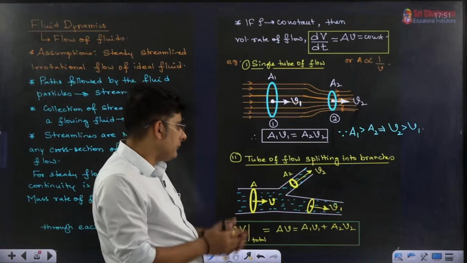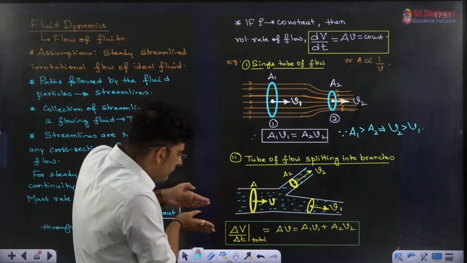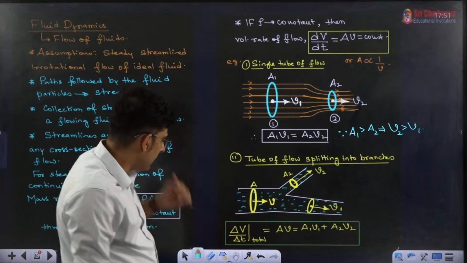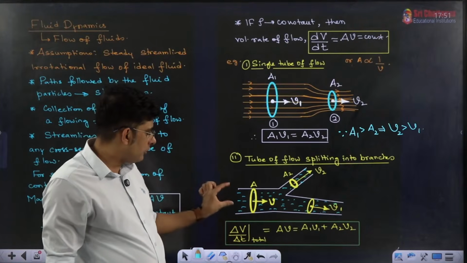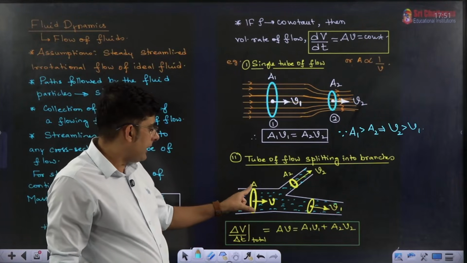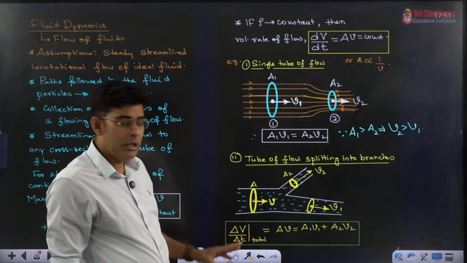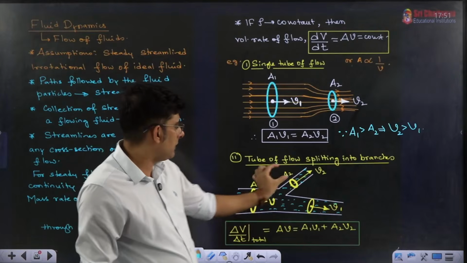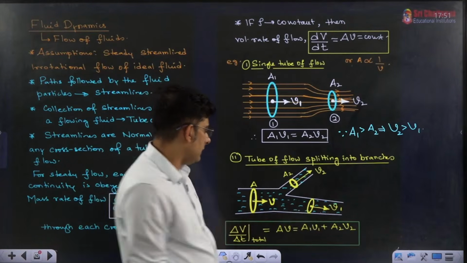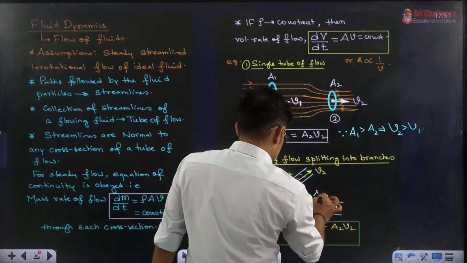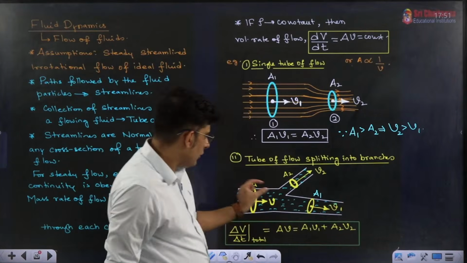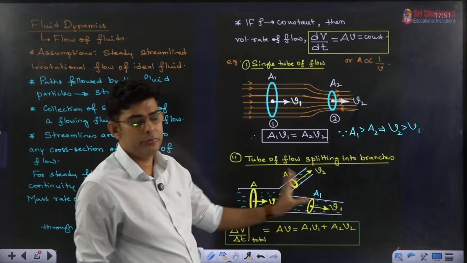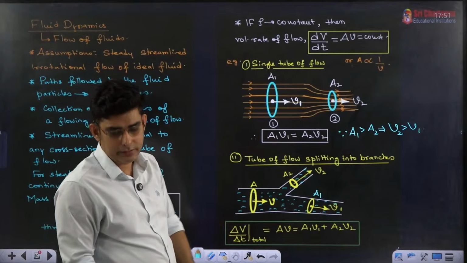Now if the tube of flow is splitting into branches, like the flow was like this and it split into two branches or three branches, multiple branches. In that case the total volume rate of flow, the incoming flow rate, was area of cross section A into V. Now it is split into two parts, so it will be the sum of the two volume rates. This one is A2 V2, and this one I have taken as A1 and V1. So total volume rate AV will become equal to A1 V1 plus A2 V2. If you have three branches, you can write it like that only.